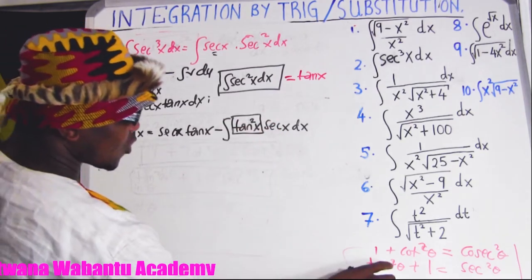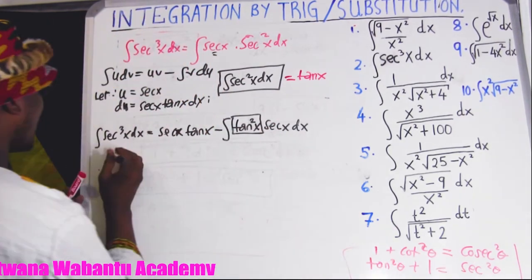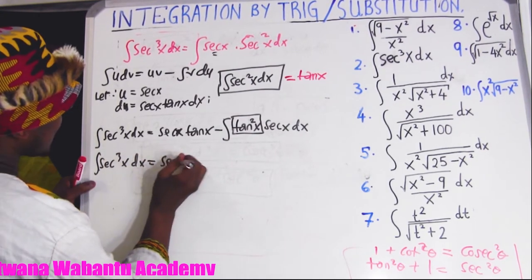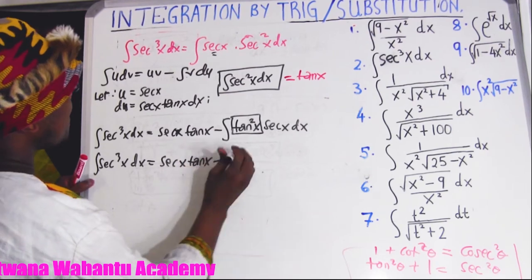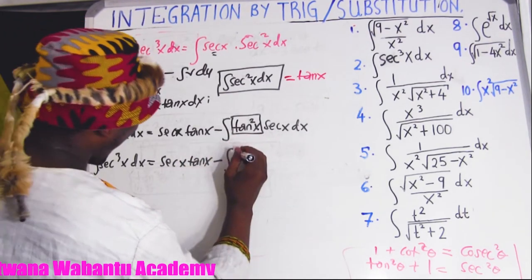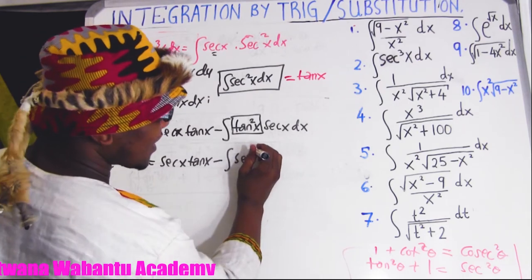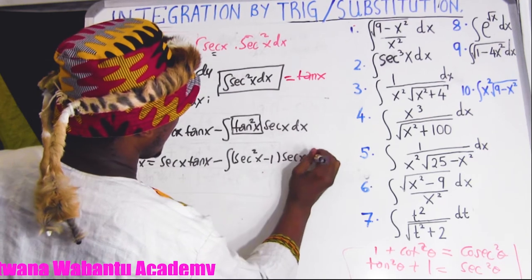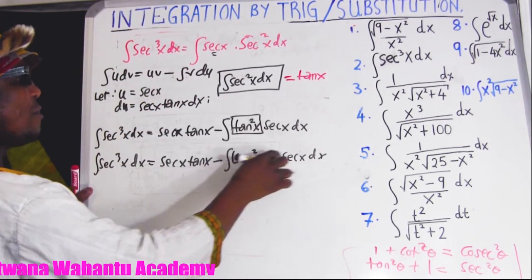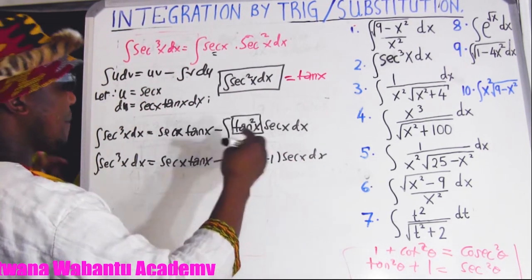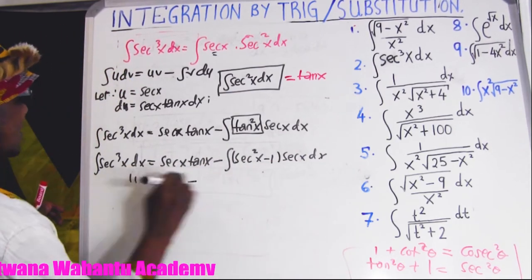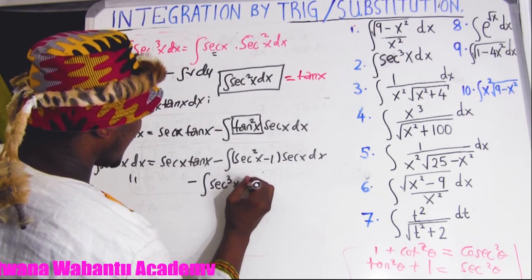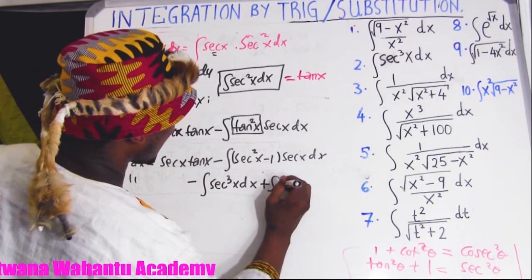From trig, tan squared equals sec squared minus 1. So this is going to be the integral of sec cubed equals sec x tan x minus the integral of sec squared minus 1 times sec x dx. When you multiply, it's going to be sec cubed and sec. So, minus the integral of sec cubed dx plus the integral of sec x.